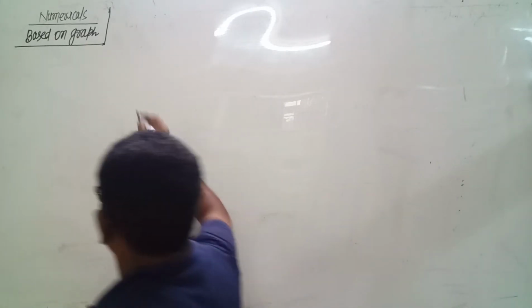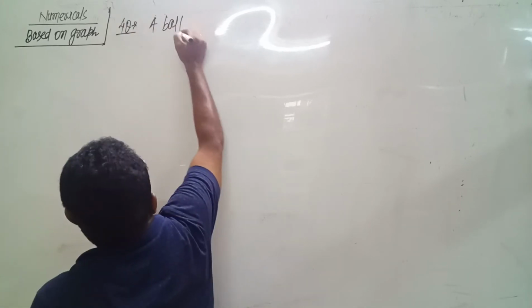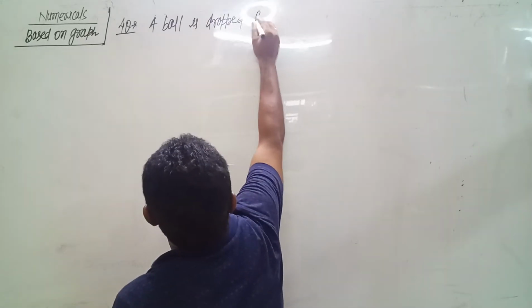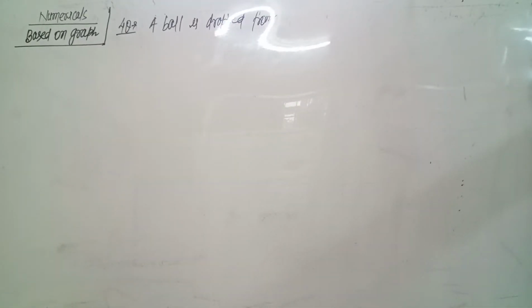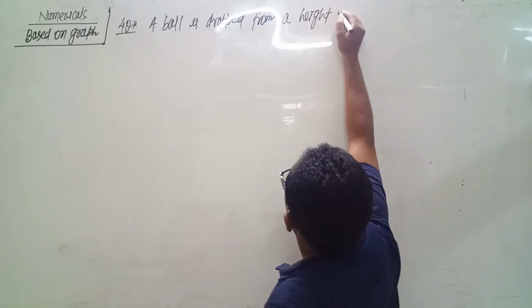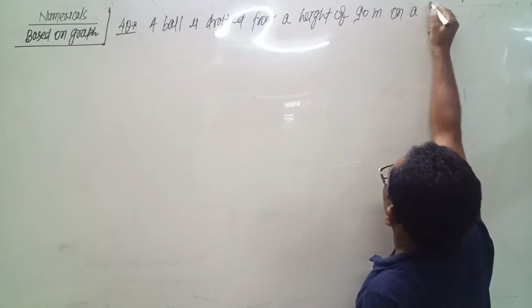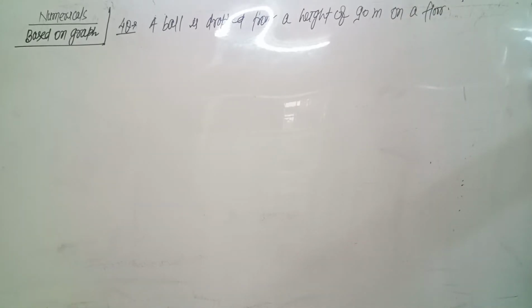Now we will discuss the next question. A ball is dropped from a height of 90 meters on a floor.